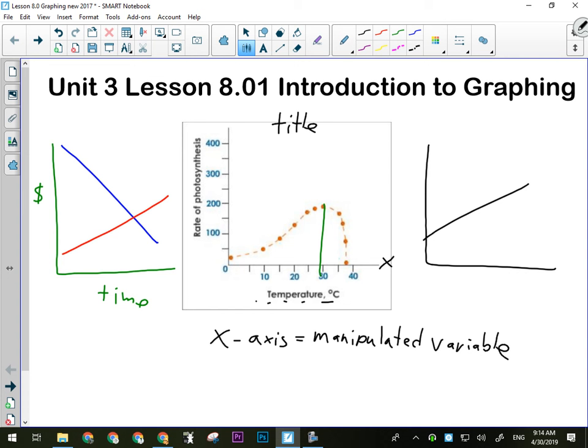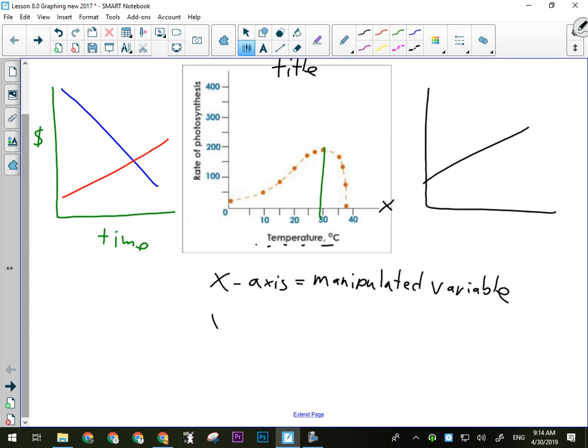Okay. The reason for that is I want to be able to show people how the change I made affected what goes on the y-axis, which would be which variable? The responding variable, right? Okay, so the y-axis will have the responding variable.